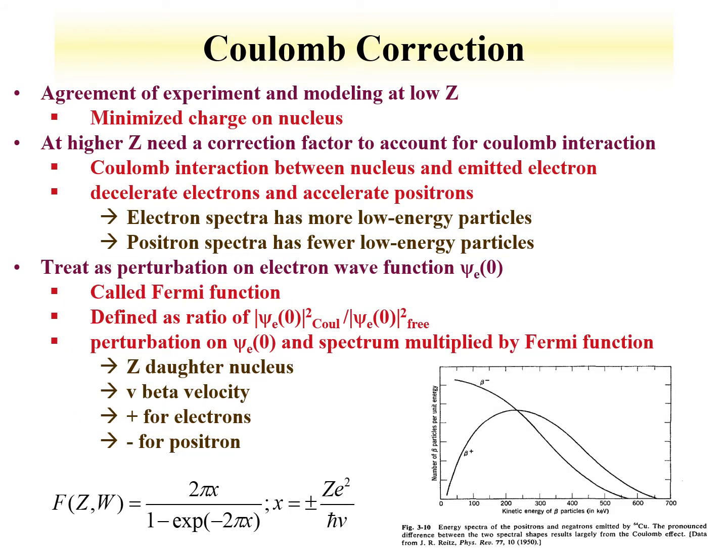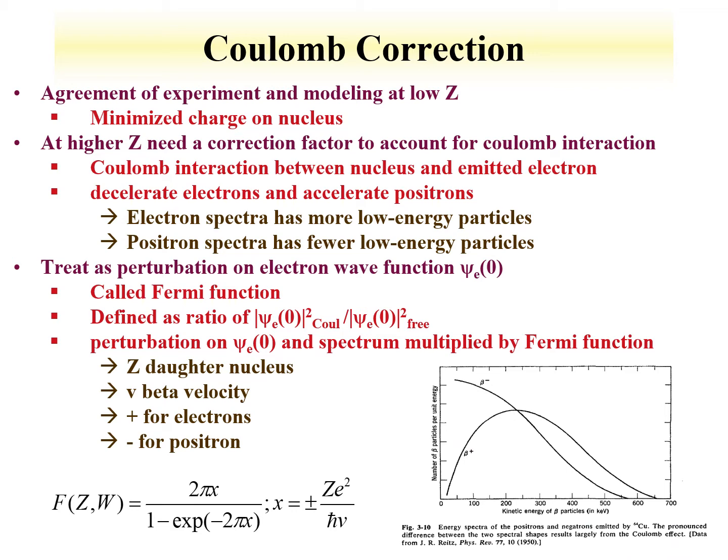This Coulomb correction, as we already discussed, at low Z, there really isn't as large of a Coulomb perturbation on the behavior of the emitted particle. However, at higher Z, this effect needs to be taken into account. And what we generally see is the electron spectra has more low energy particles, as shown here. The positron spectra has fewer low energy particles, or more high energy particles. And if you think about this, it's because I have a positive positron being accelerated away from a positive nuclear charge. Now I can treat this Coulomb correction as a perturbation.